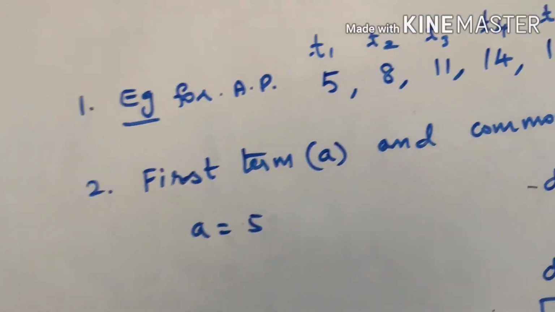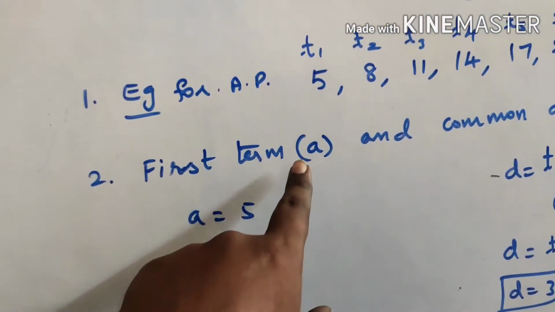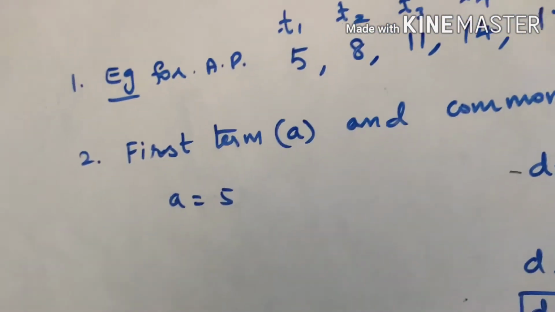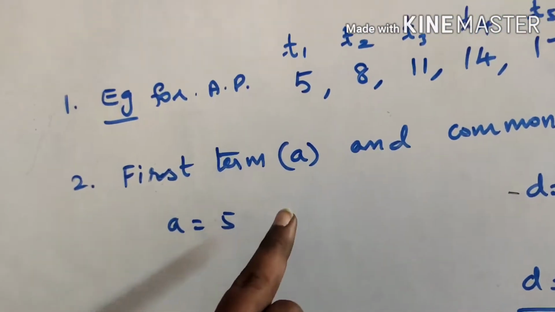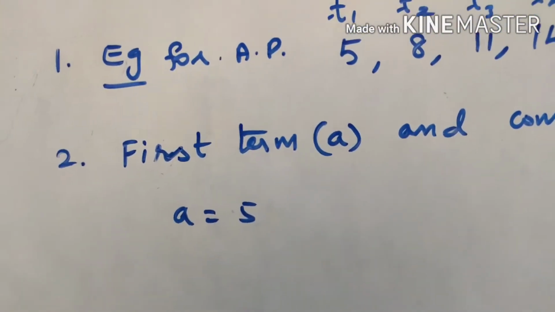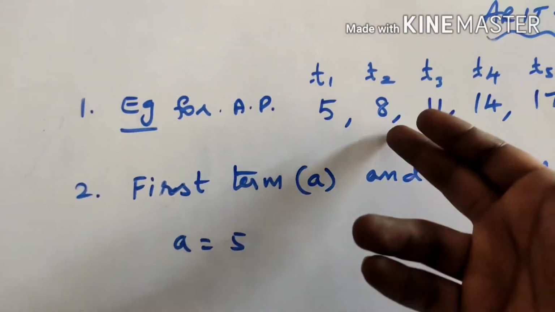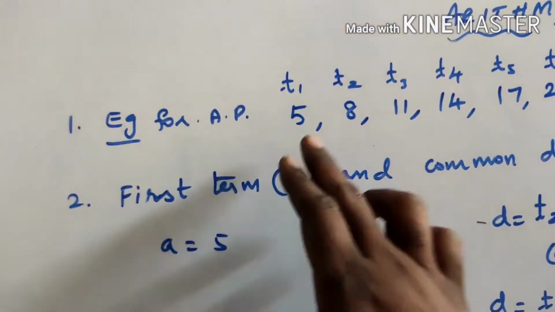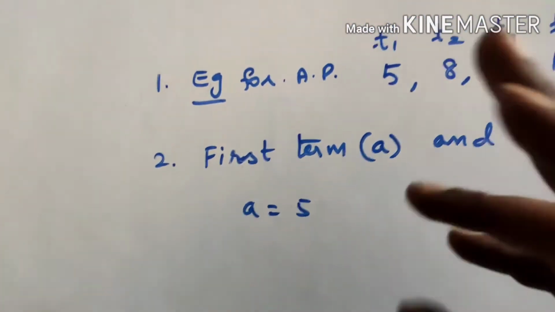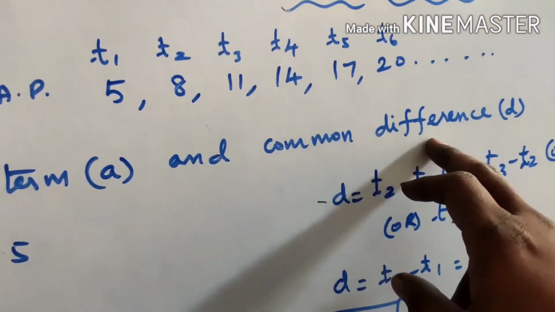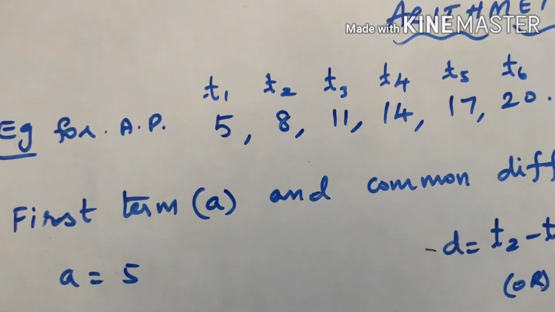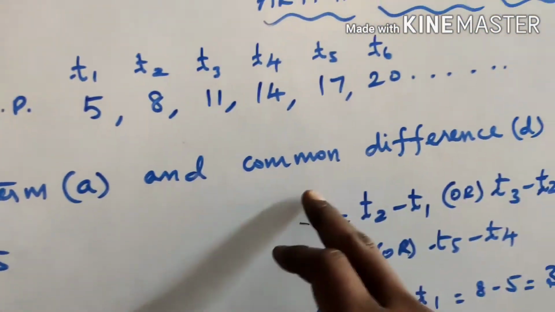Next see here, this first term is called A. T1, of course it is called T1, and otherwise we can mention it as simply A. The letter for the first term T1 is A. You can't say that this is B, C, D, not like that. Only the first term is symbolized with the letter A. And common difference, that is what we saw, no? This is added with a common number, that is 3, and that is called the common difference.